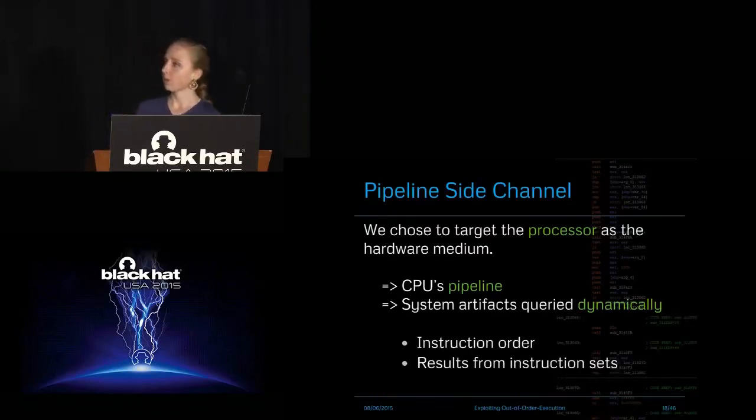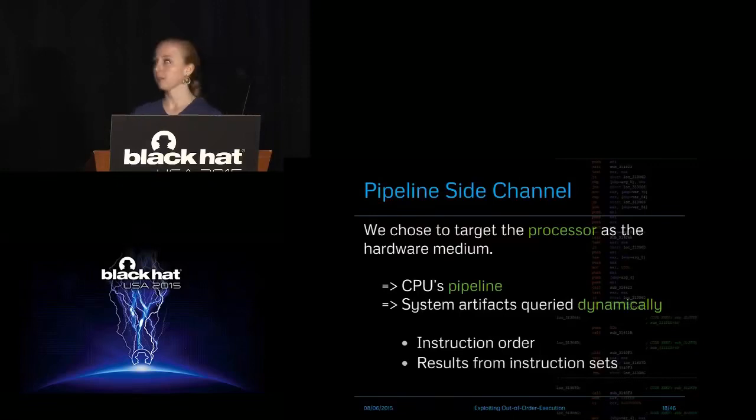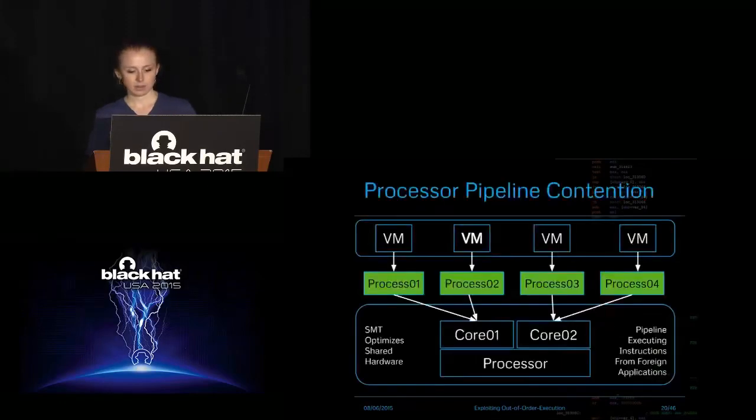So the easiest way we thought to determine the state of the pipeline, even though it is like the black box, right, is we have to know that the pipeline reordered our instructions based on the results or the returning values of these instruction sets. So we're targeting out-of-order execution. And this is how we set it up. This is what we wanted.